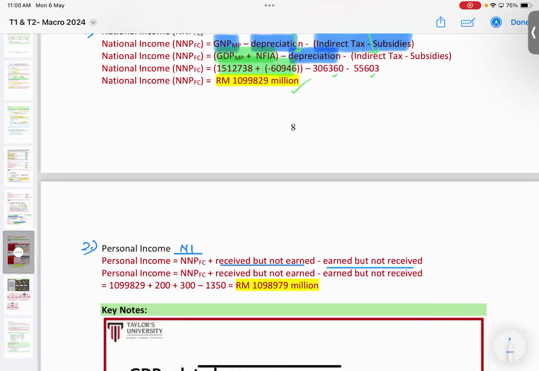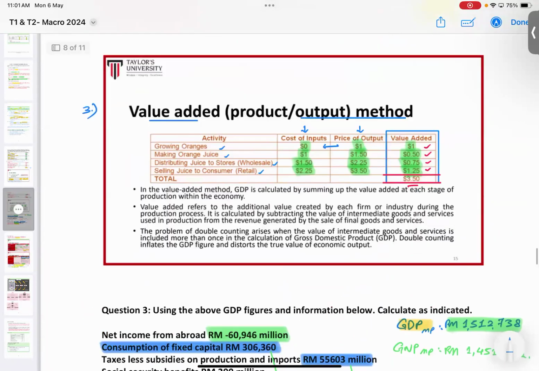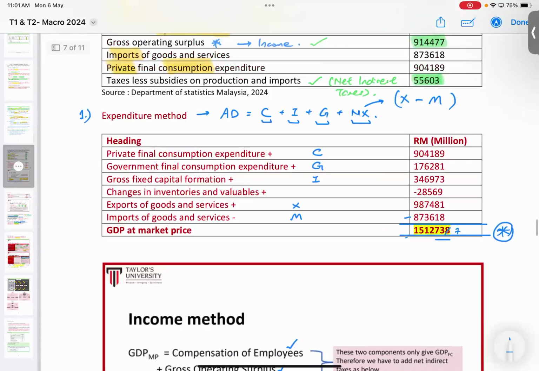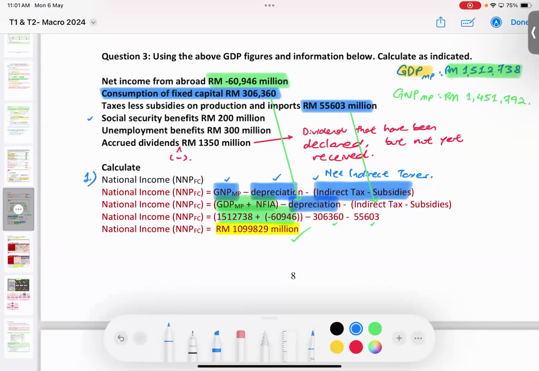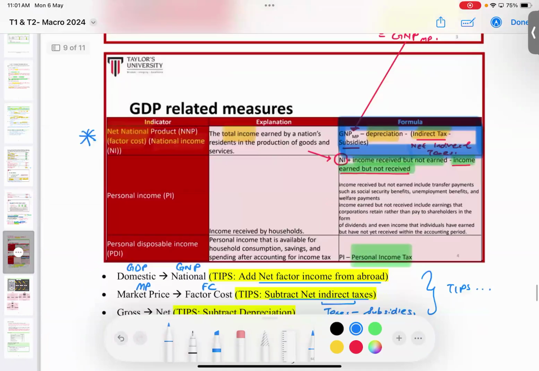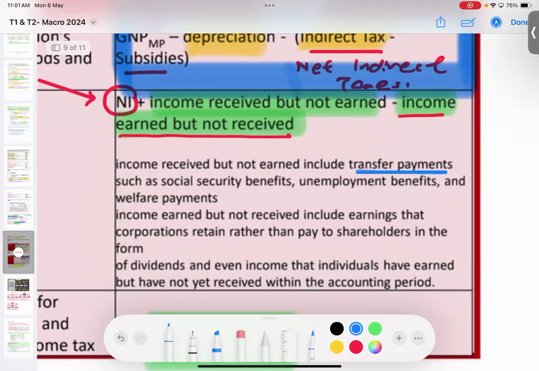So three things here. You have already had a figure just now. This one you have calculated just now, plus the received but not earned. Received but not earned means what? You receive the money, but it's not what you earn. So here you can see social security benefits and unemployment benefits here. These are the money that you receive but not earn. I think it's written somewhere here as well. Income received but not earned includes transfer payments, such as social security benefits, unemployment benefits, and welfare payments.